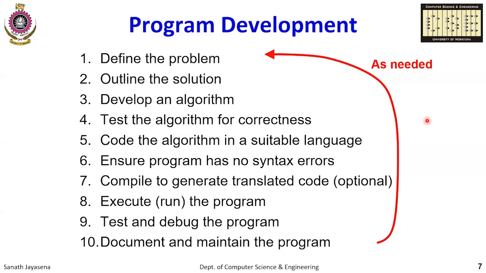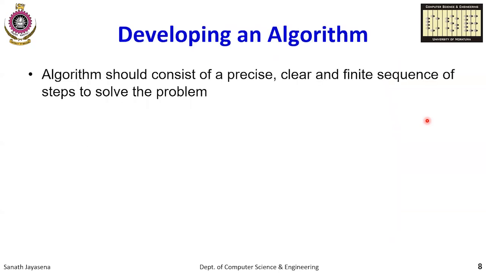Let's look at a few of these things in a little bit more detail, right? So one is developing an algorithm. We already mentioned what an algorithm is. We said it should be well-defined, a sequence of a finite number of steps. So well-defined means it should have very precise, clear instructions, or steps. And of course, it should be finite, right? So that part we have already mentioned.